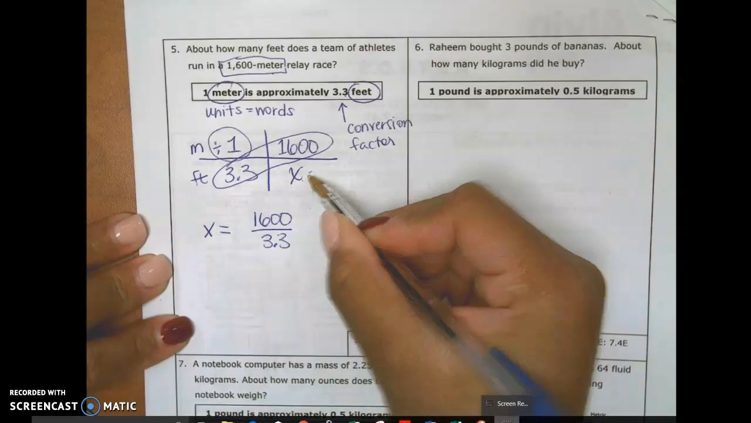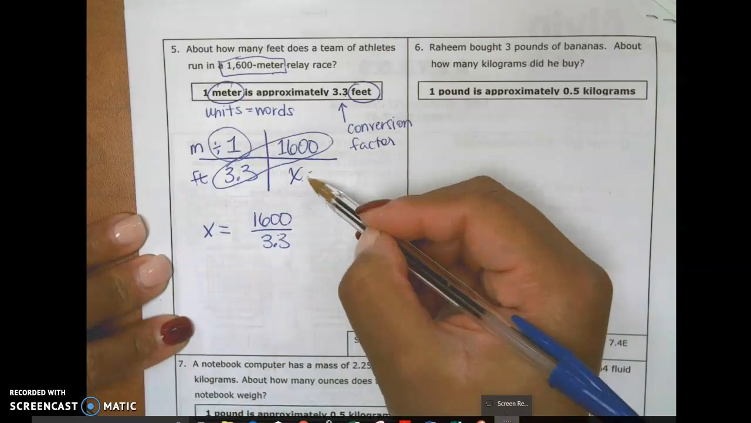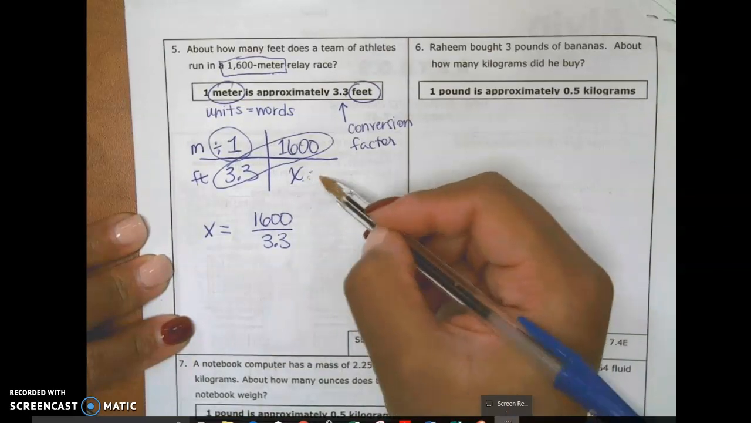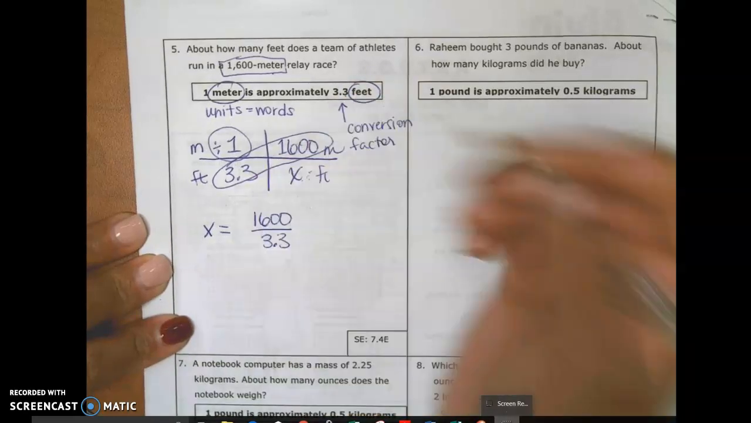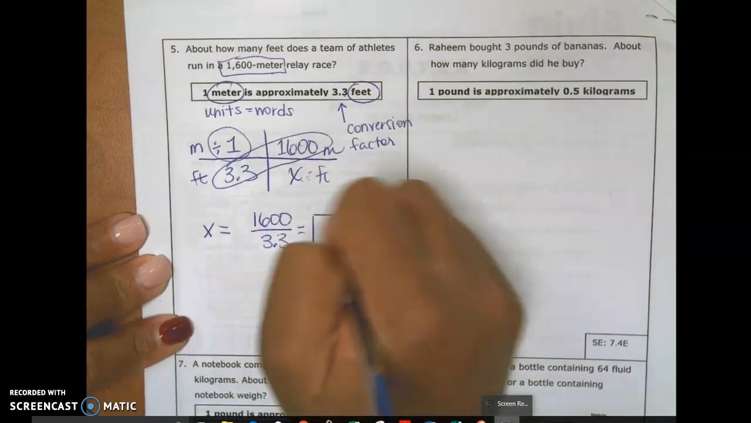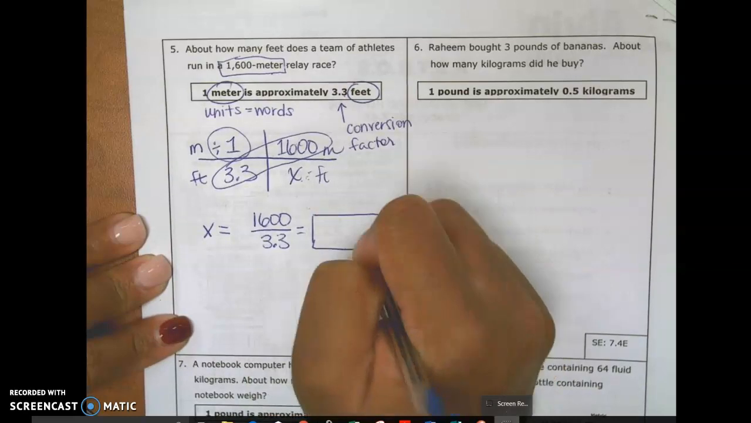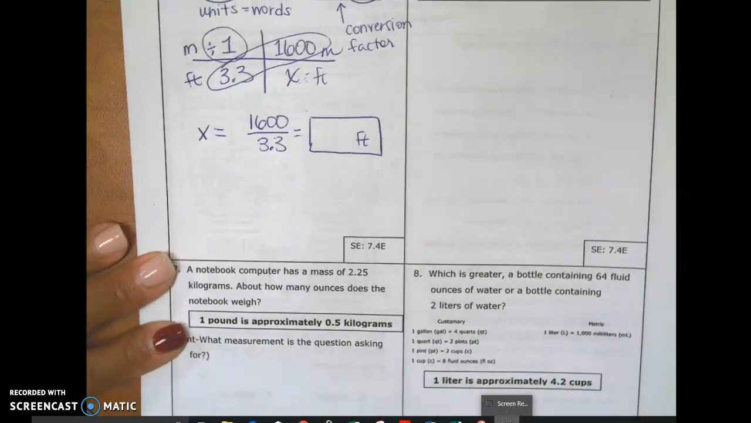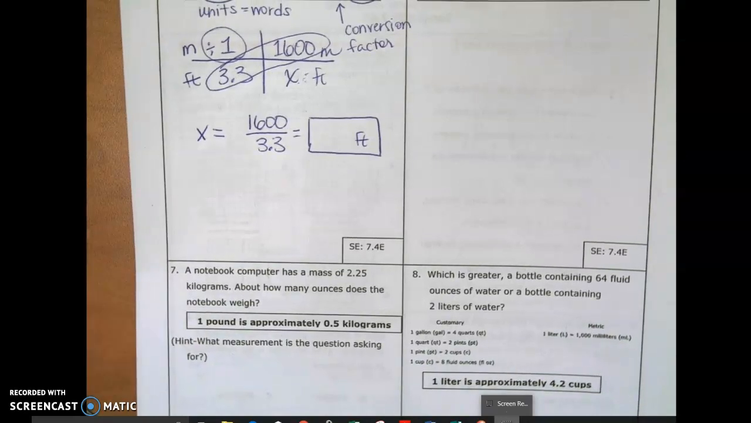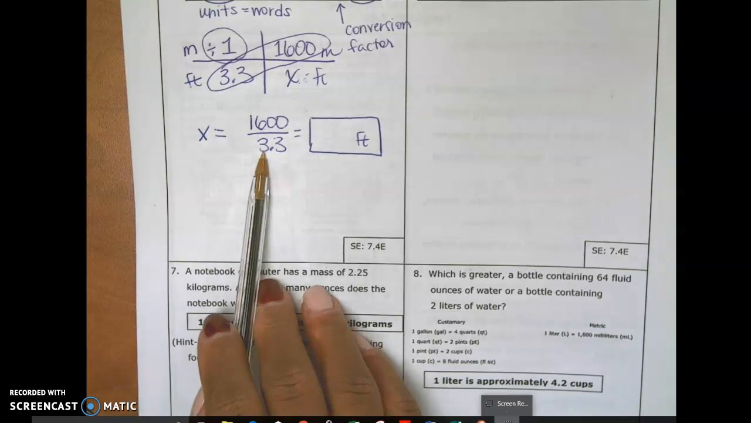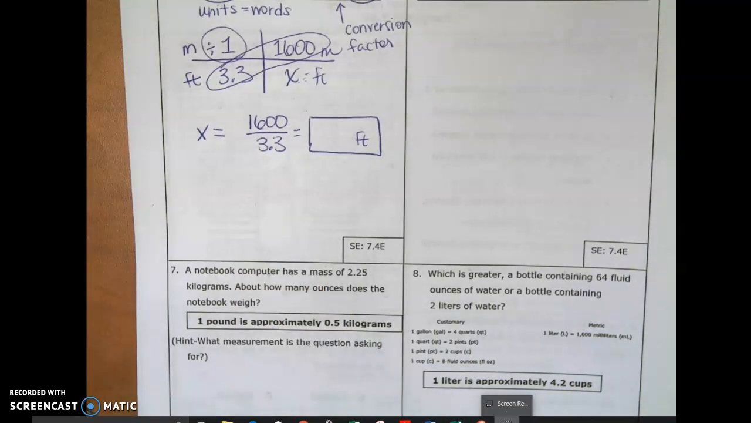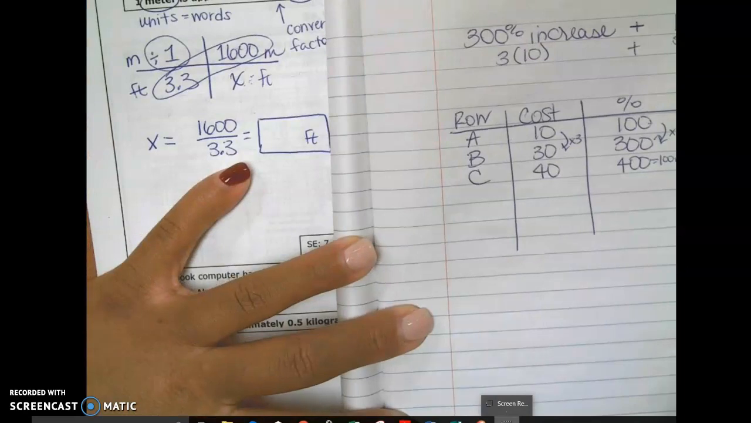And this will be in what units? Feet. Feet are on the bottom, meters are on the top. So this will be some number of feet. How do I find out how many feet this is? Is this a multiplication problem? Divide. Just do what you can. So, what am I dividing?